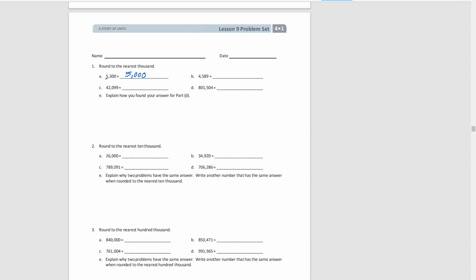If you need to draw a vertical number line to help you visualize this, that's fine. But if you can do it by visualizing the number line instead of drawing it, that's fine also. Pause the video and try 1B.